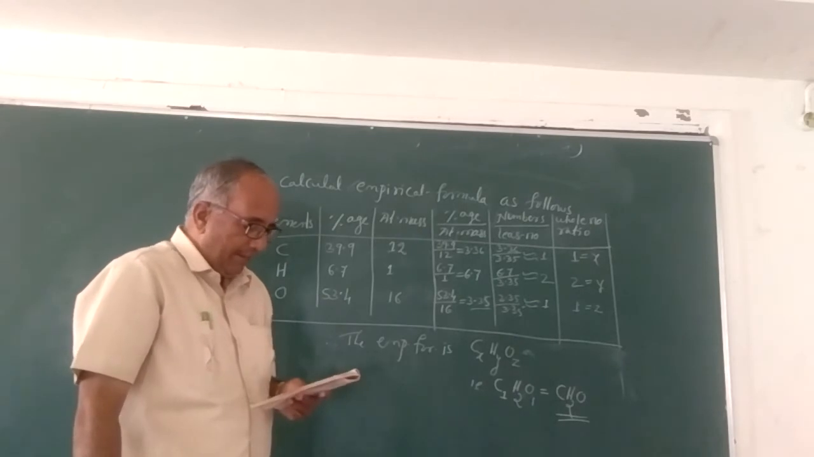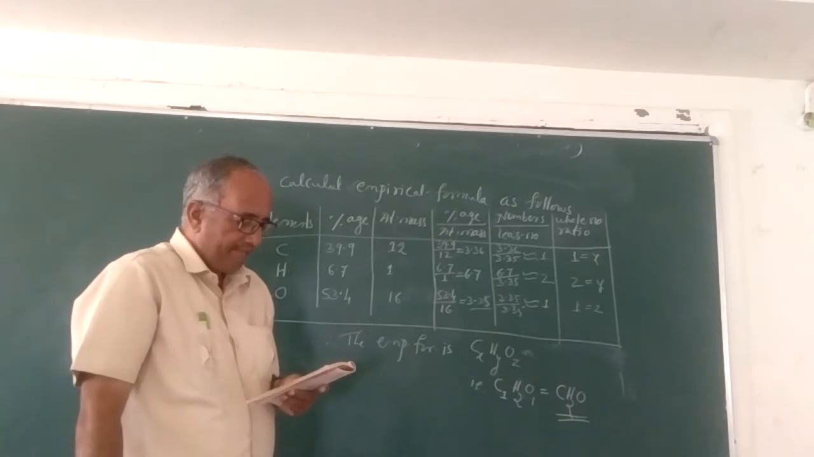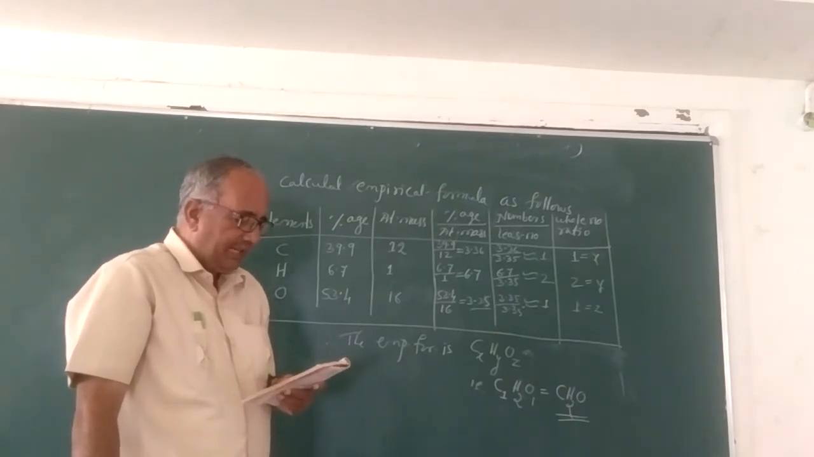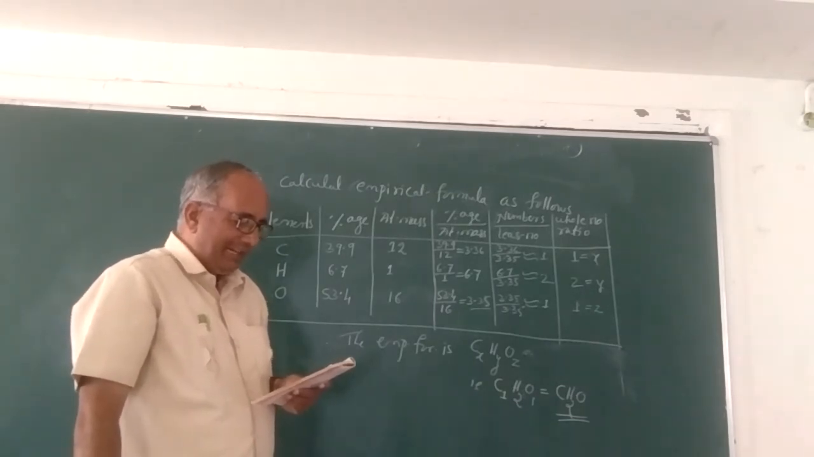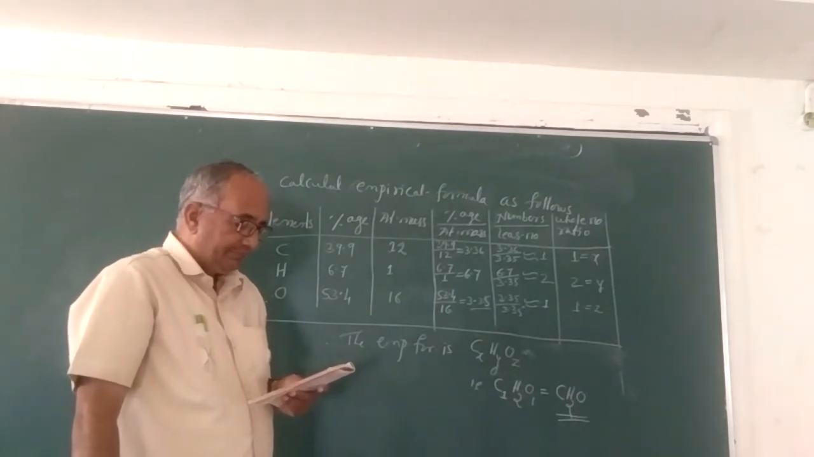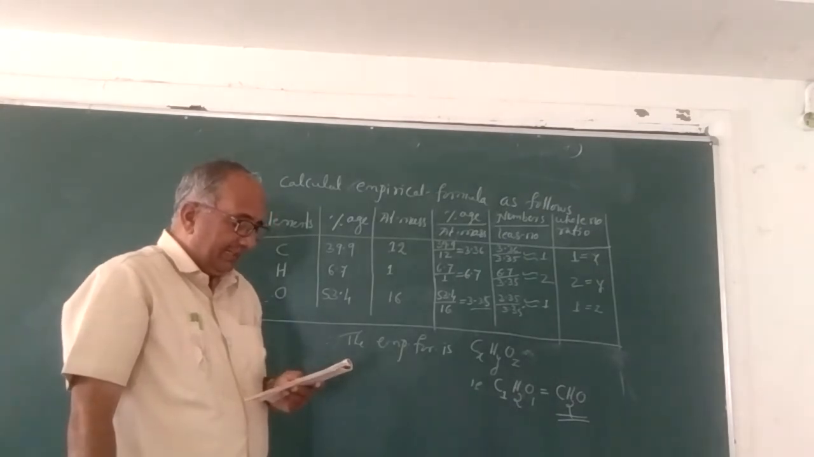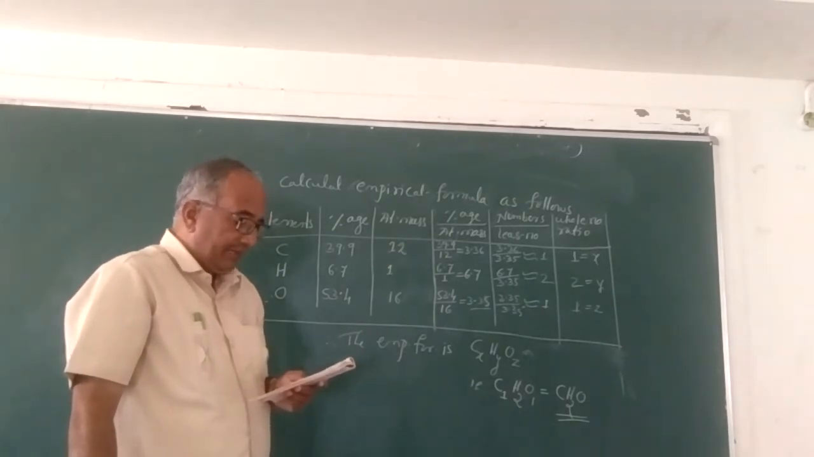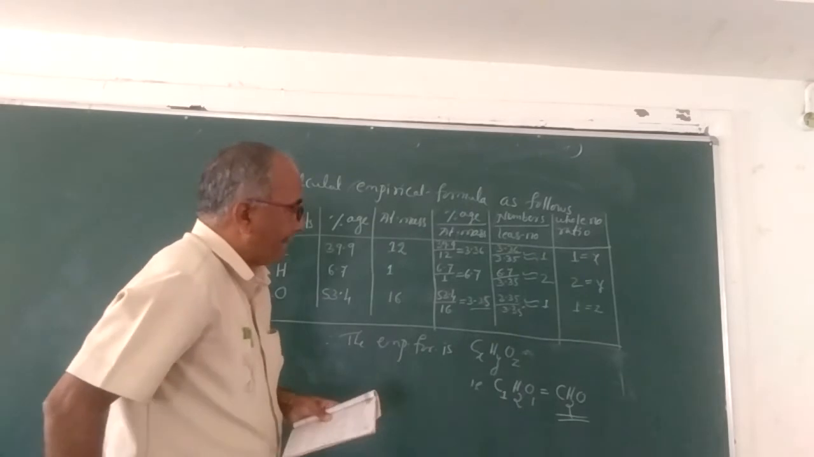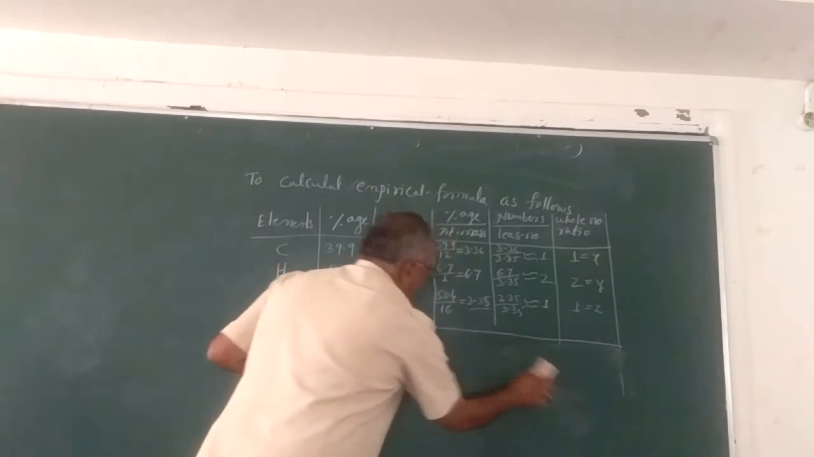Then take another example. An organic compound gave the percentage composition of 39.13% carbon, 8.64% hydrogen and rest is 52.53% oxygen. Calculate the empirical formula. Now they have given all the quantities. It is same as the previous example.